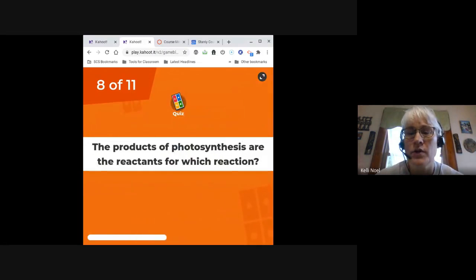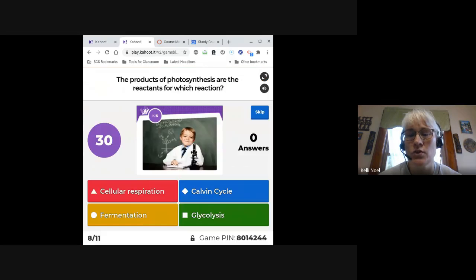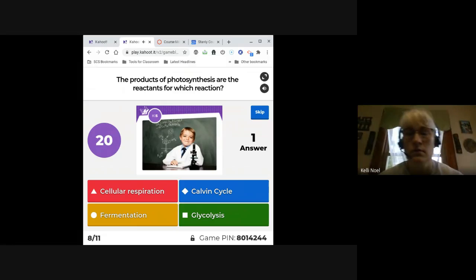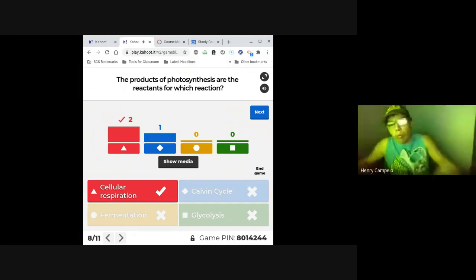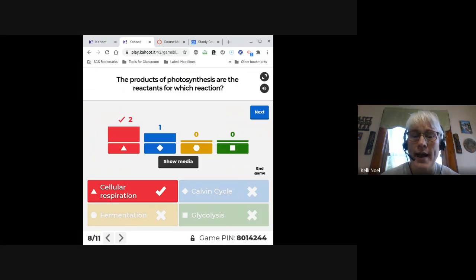The products of photosynthesis are the reactants for which reaction? All right, cellular respiration. Photosynthesis and cellular respiration are opposite of each other. One's products are the reactants for the other.